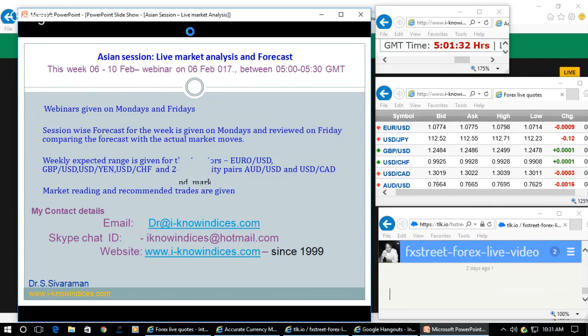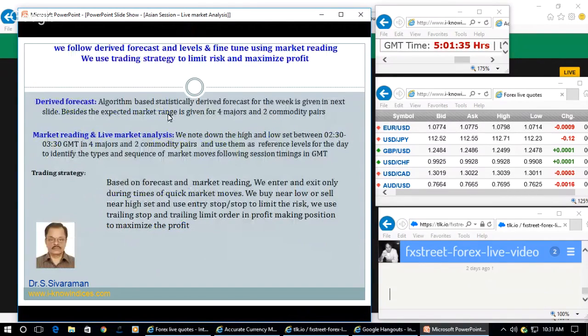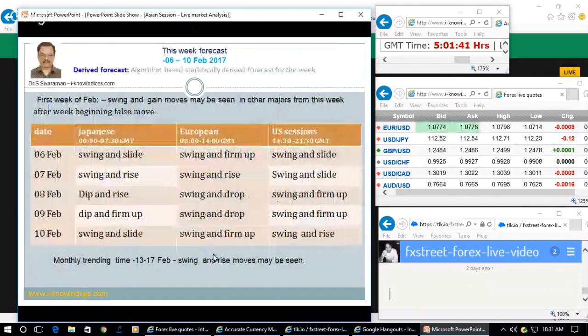So the three components of the webinar, namely the derived forecast, market reading, and the trading strategies, are to be explained now. To start with, the forecast.